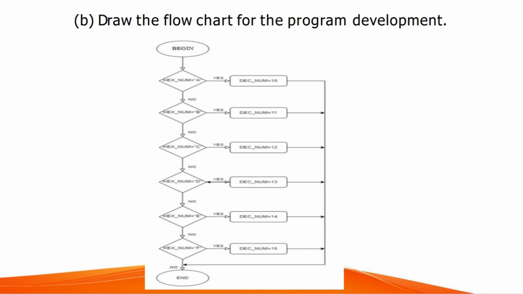For question 1B, it asks students to draw the flowchart for the program development in 1A. The flowchart starts with begin and goes to the hex number, either A to F alphabet, and if yes it is an alphabet, it will go to the take num. If the hex number is A, then the take num will present 10. Then it will continue until F that presents 15, then we go to the end.